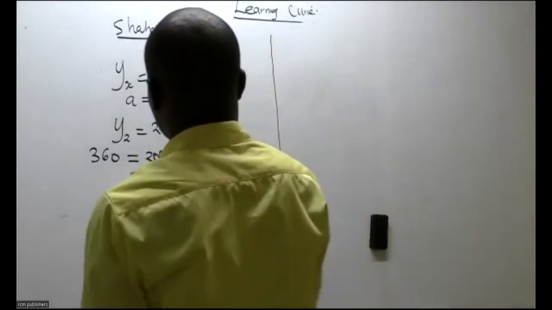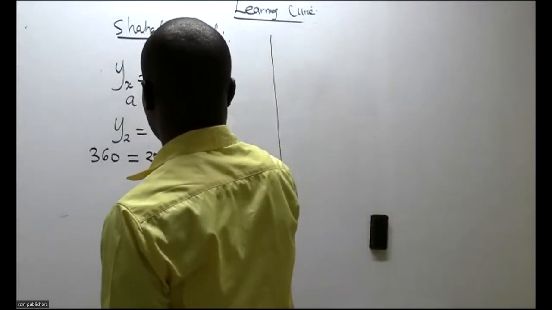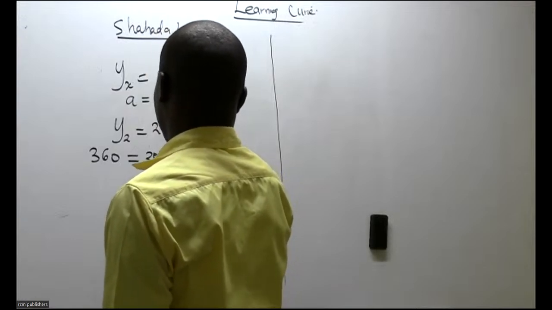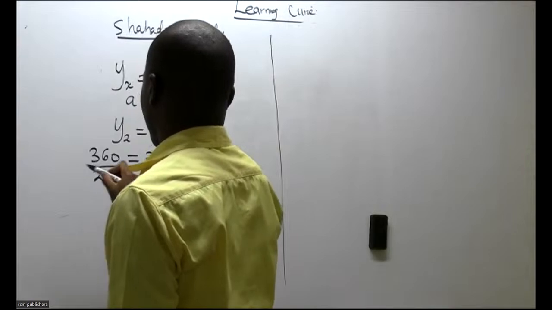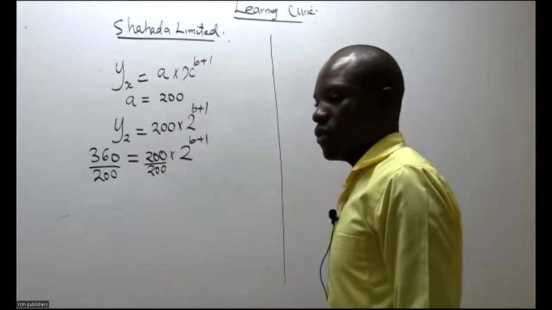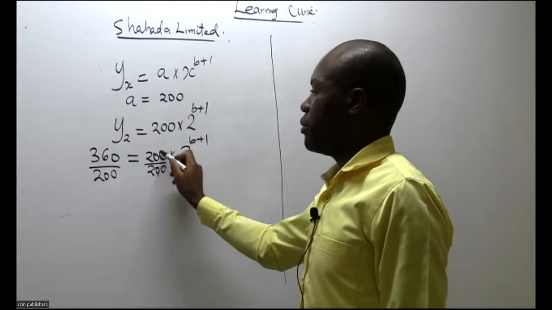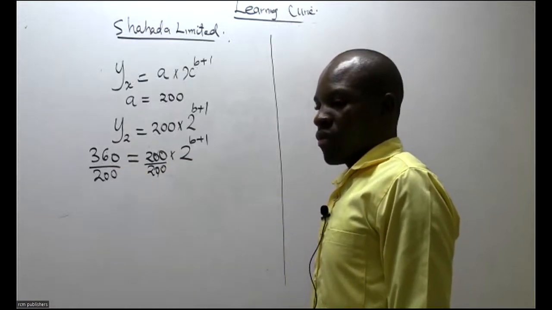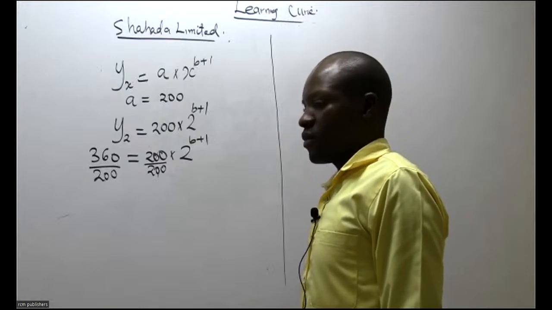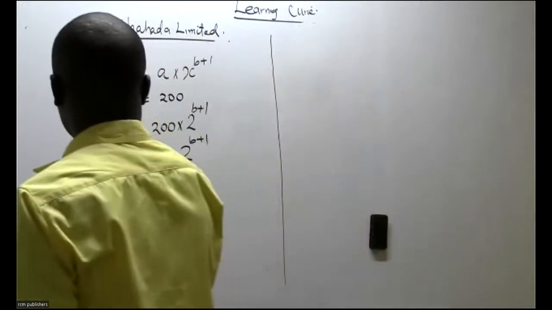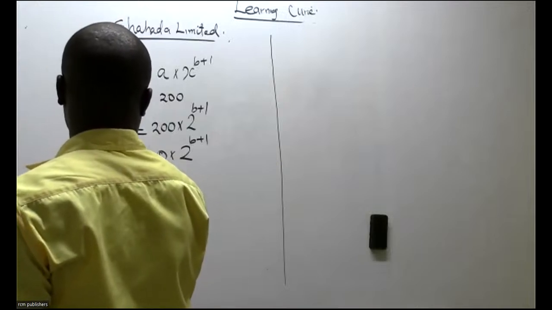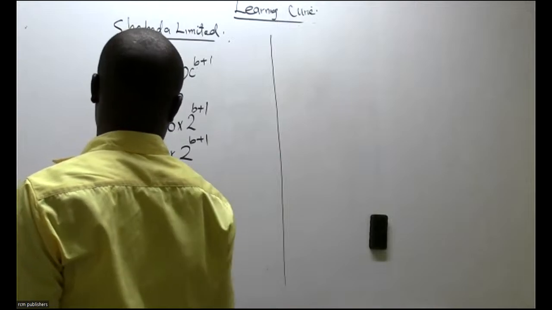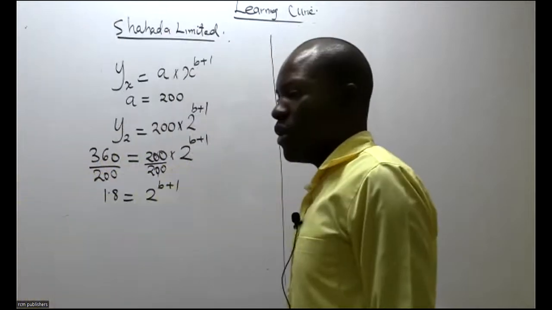At this point, what you need to do to make this simple is divide both sides by 200. Of course, this one will be 1. How about the other one? We'll be having 1.8. 1.8 is equivalent to 2 raised to the power B plus 1.